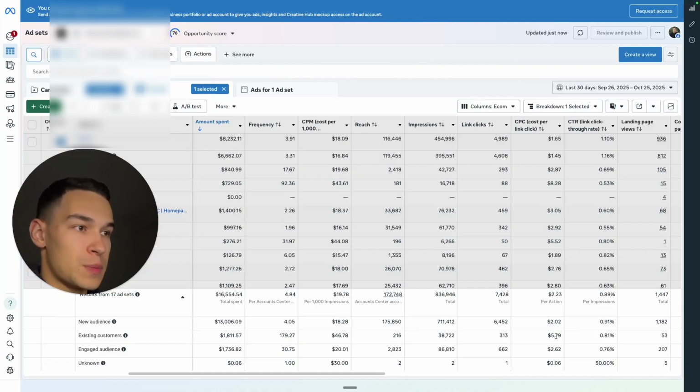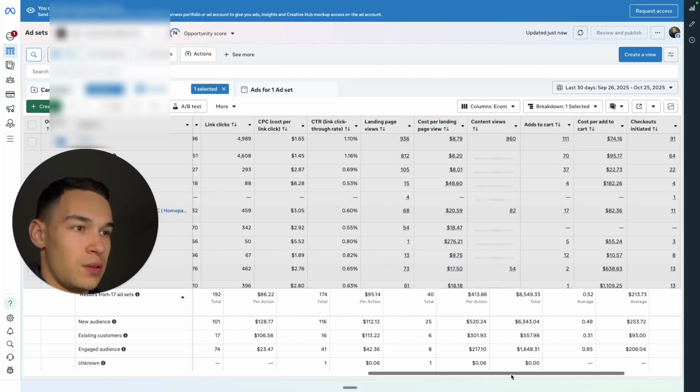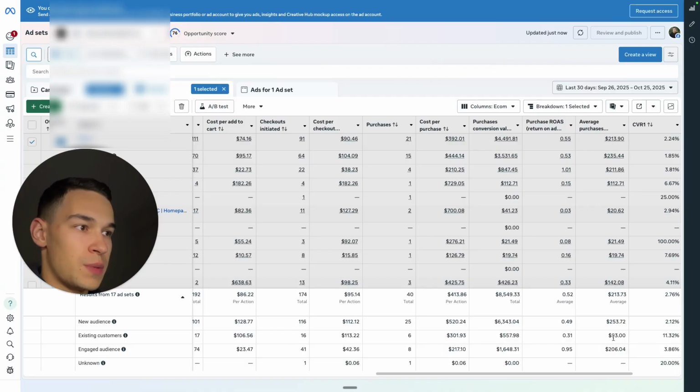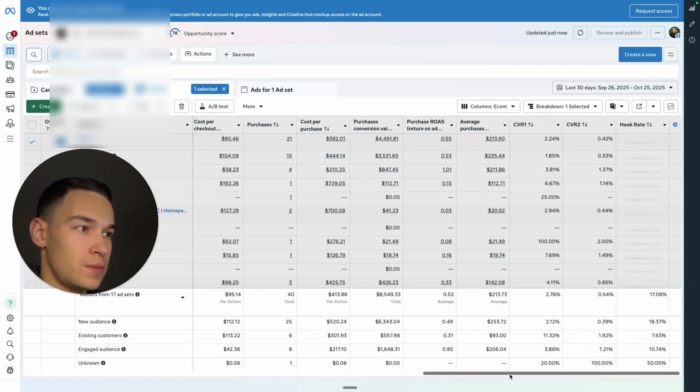Okay, the cost per click is of course cheaper on the new audience, more expensive on the existing customers. All right, let's see. That was for the last 30 days, right? And let's see. Okay, so we obviously have really high cost per purchase on existing customers and low ROAS because they're not buying the main product. They're buying just supplements, supplementary products for the main one. And then we have the engaged. Engaged has basically half of the CPA of the new audience here. And that's what it should be. It should be lower than the new one for sure.